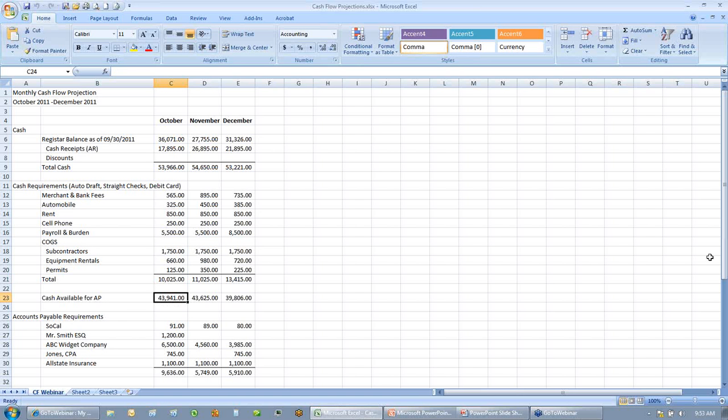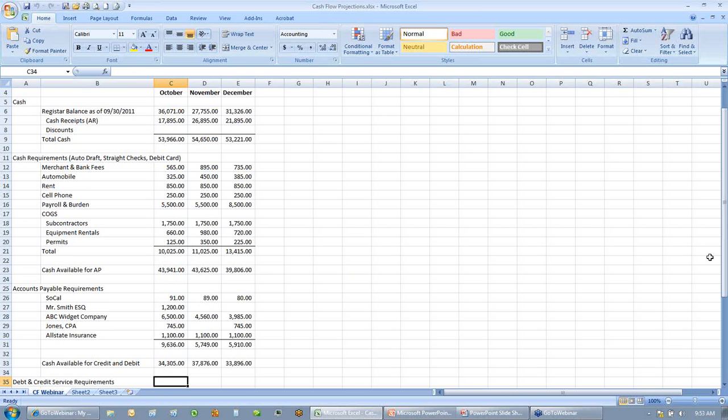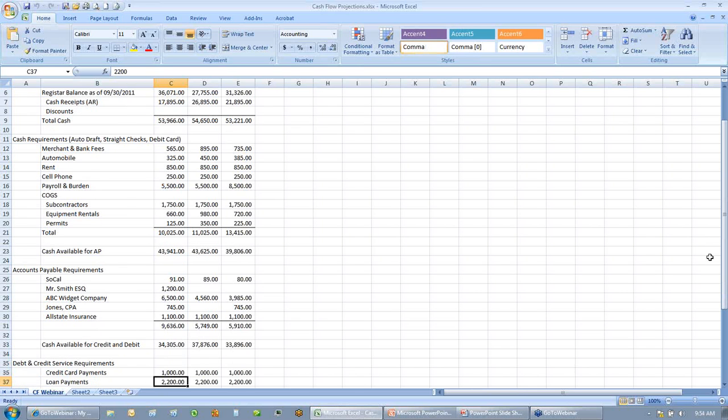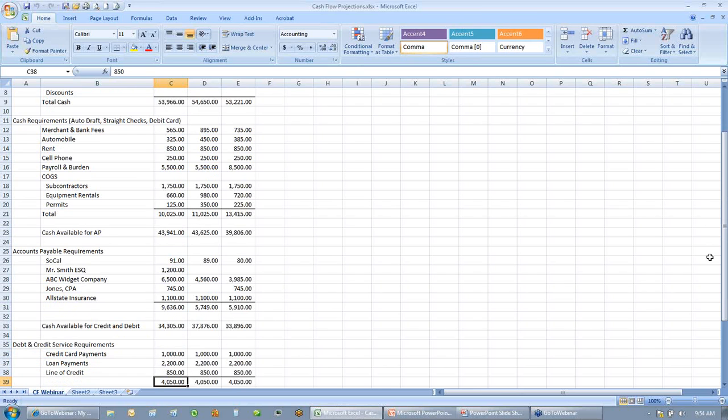So now I have to pay down my accounts payable, or my accounts that I have terms with. If I go through this, I actually have $99,636 in AP that I need to pay down for the month of October. This gives me cash available to pay down my credit and my debt, because I still have to pay my credit card payments, I still have my loan payments, and I still have a line of credit I have to pay on monthly. So that's going to cost me $4,000 in cash.